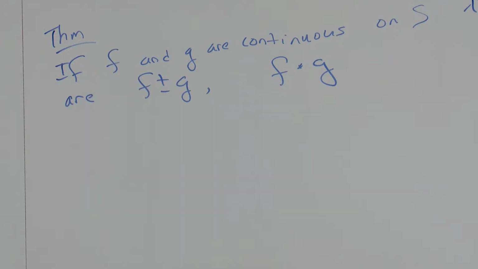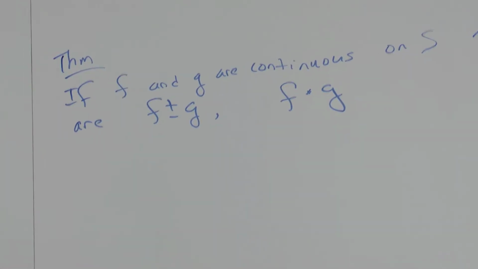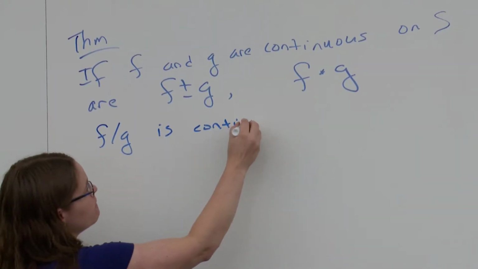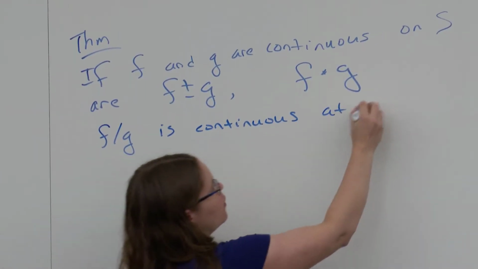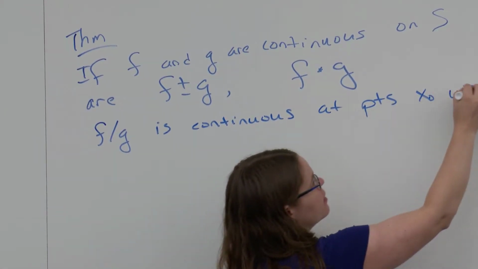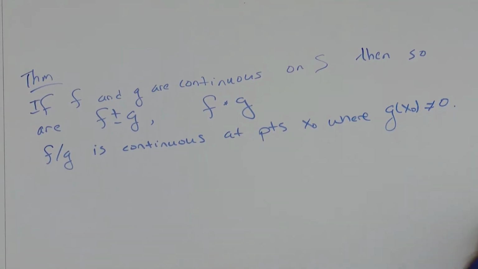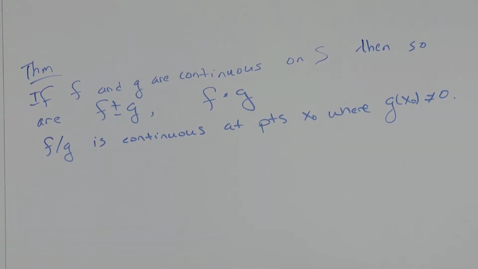I'm not going to prove this one. This is something you can check using the definition of continuity. And then what's the result for f divided by g? The same, as long as g is not equal to 0. So we can say that f over g is continuous at points x naught where g is not equal to 0. That's not a surprise. We know that we don't want to be dividing by 0.